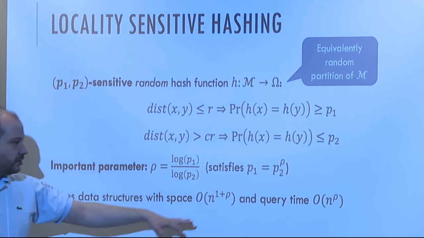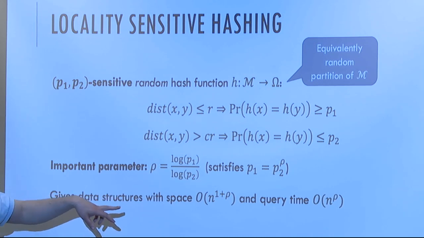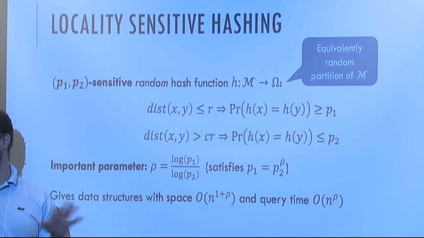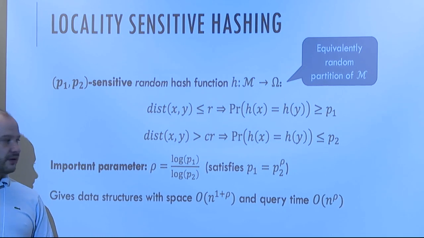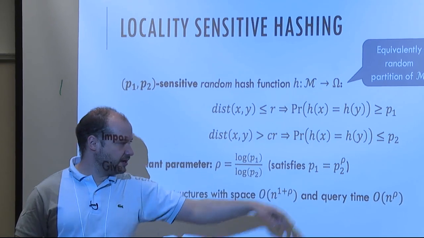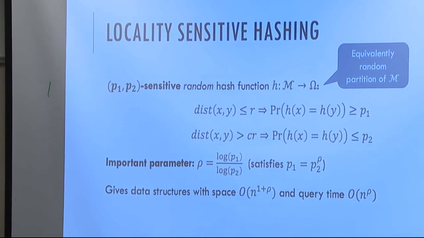with space which is on the order, I'm ignoring, by the way, here space and time. Like in the space and time, I'm ignoring dimension, but the dependence on dimension is polynomial. So we can get space and time that look like space is n to the 1 plus rho, and time is like n to the rho.